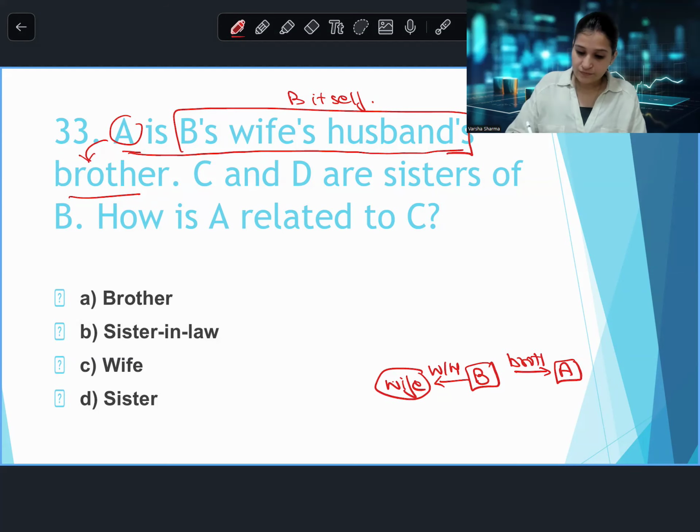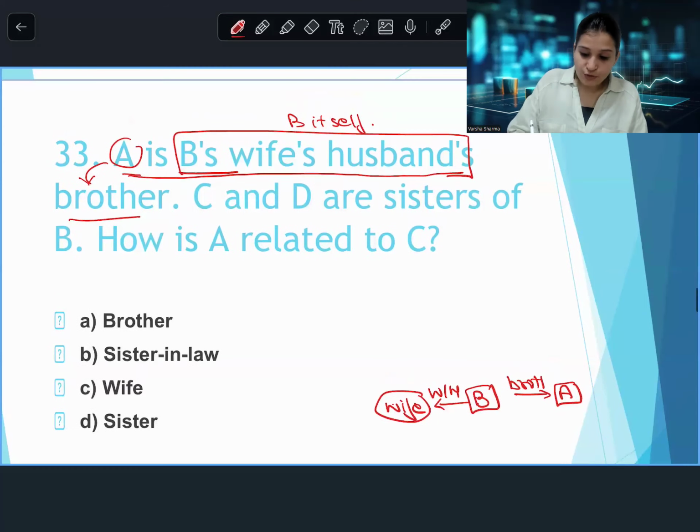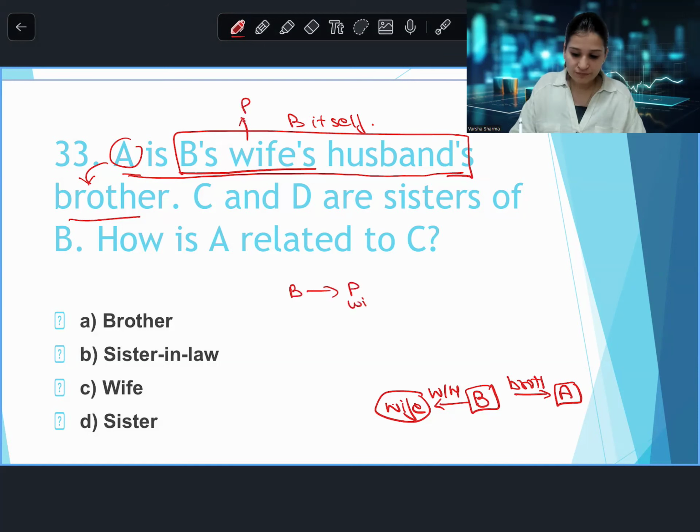Ma'am, can you tell it once again? Sure. B's wife. If B has a wife, then B has to be the husband, male. Agreed. Suppose the wife is P, for example. So B's wife is P. Who is P? This wife's husband. Who is P's husband? B. So B's wife's husband is basically B itself.